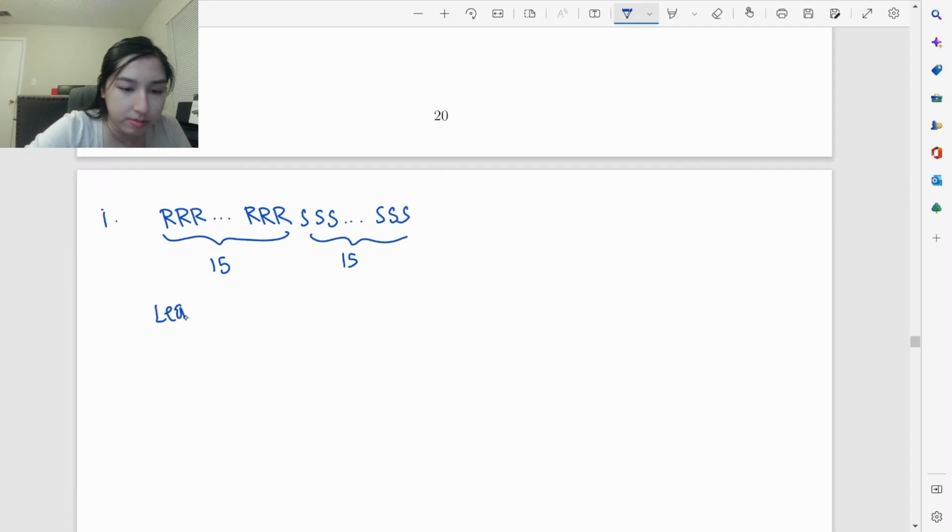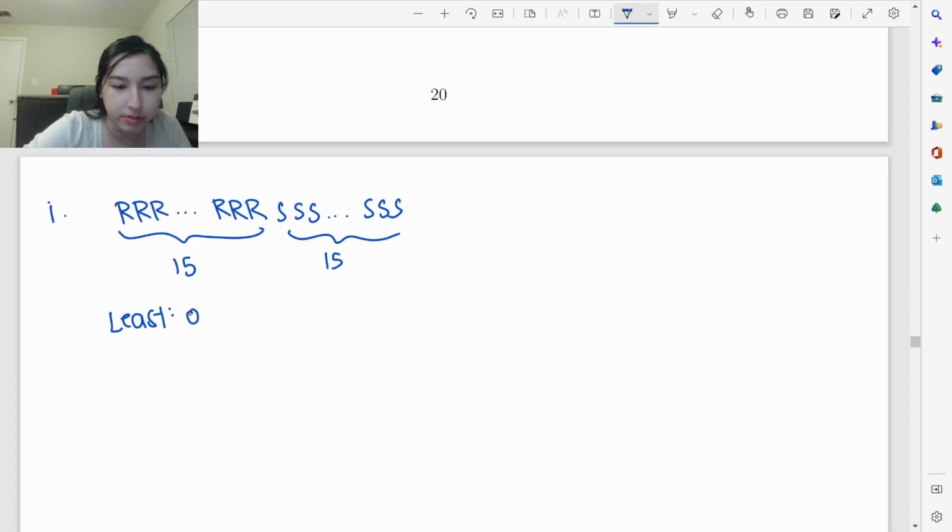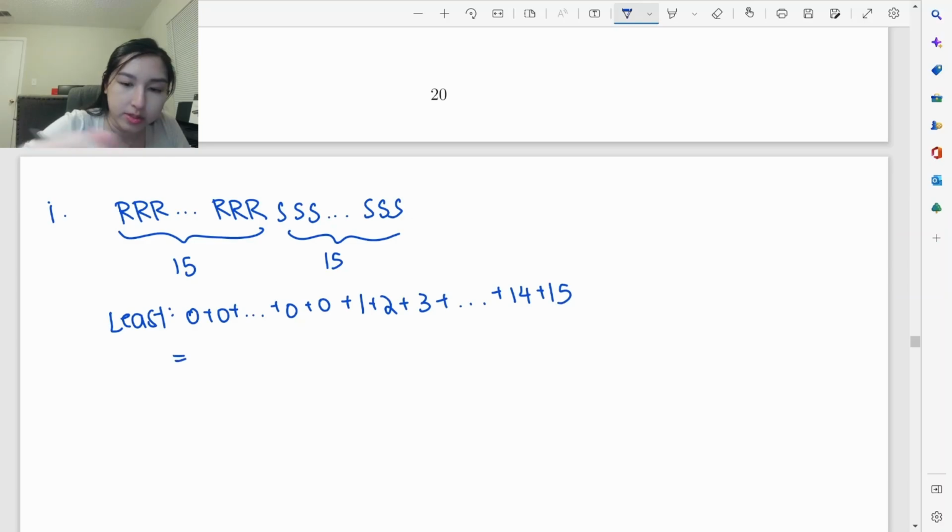So the least would be 0 plus 0 plus 0, 15 times, which is basically just 0, plus 1 plus 2 plus 3 all the way to 15. This gives us an arithmetic sequence from 1 to 15: 15 over 2 times 1 plus 15, which is 15 times 8, which is 120.